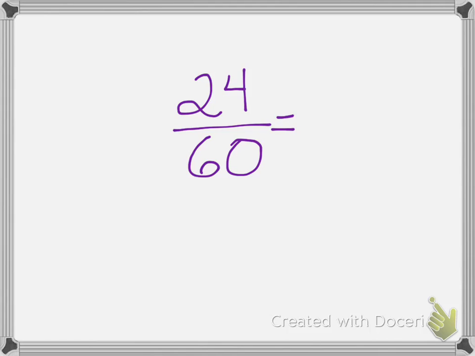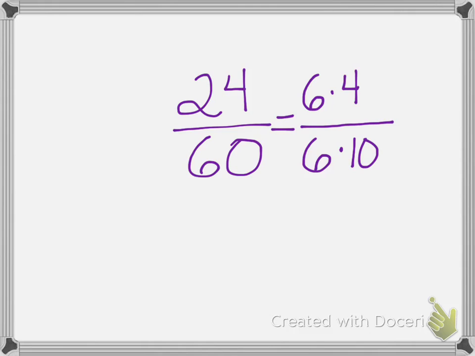GCF in this case, I don't know off the top of my head if there's one bigger. I'm thinking 6. I'm thinking 6 goes into 24. I'm thinking 6 goes into 60. Now I need the rest of it. 6 times 4 gives me 24. 6 times 10 gives me 60.